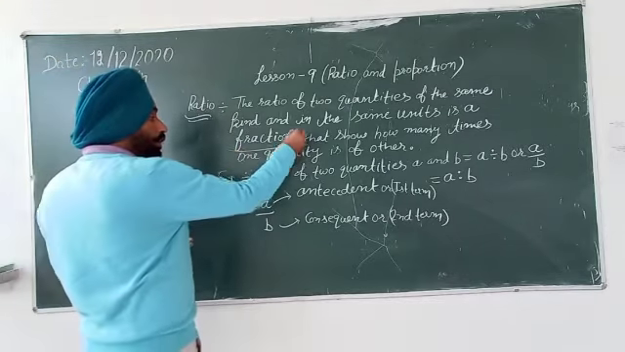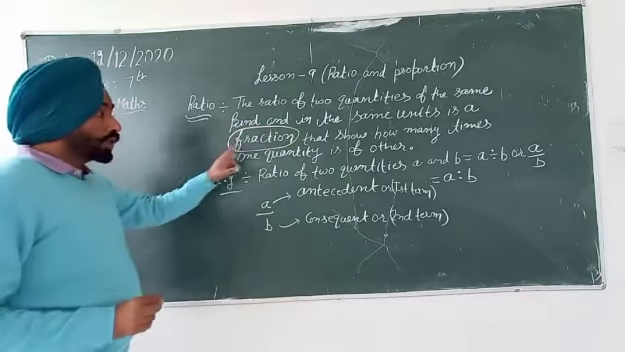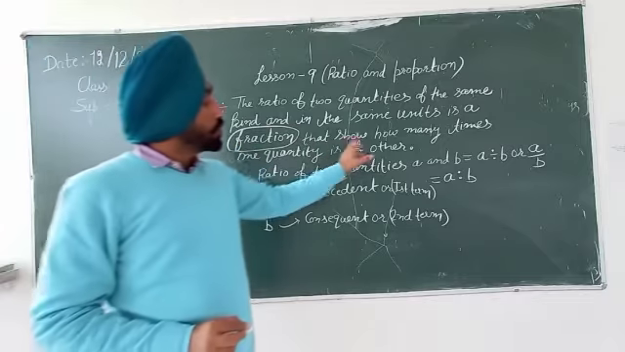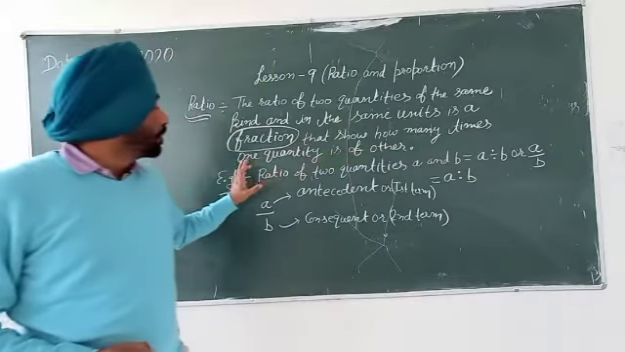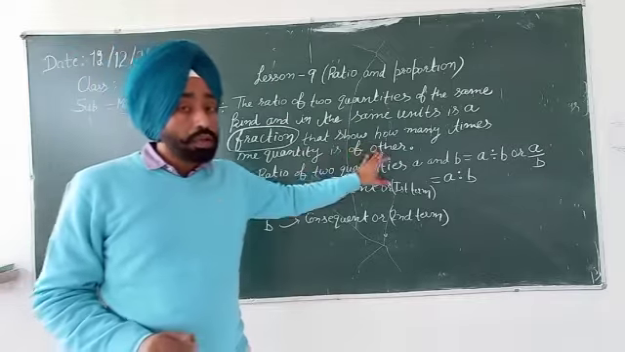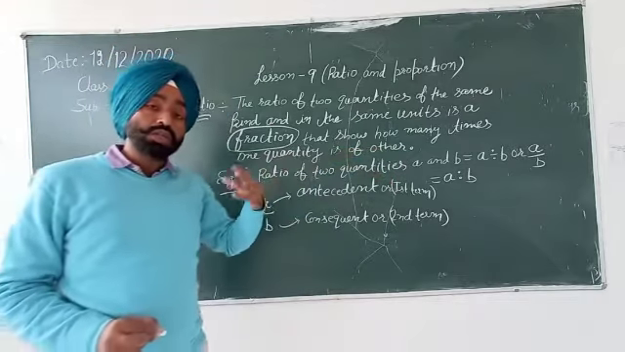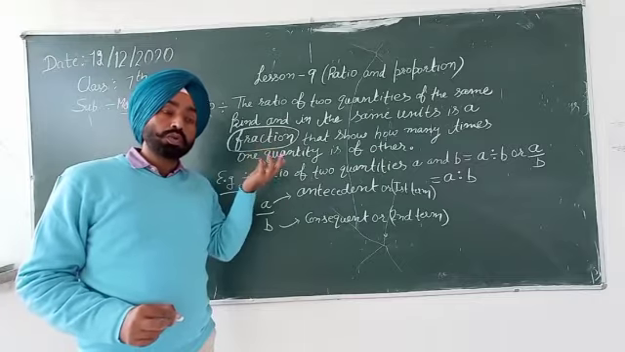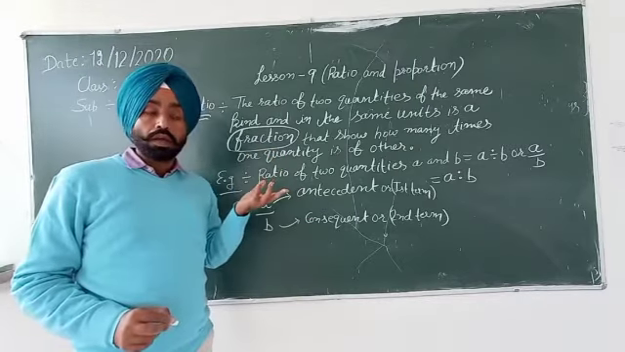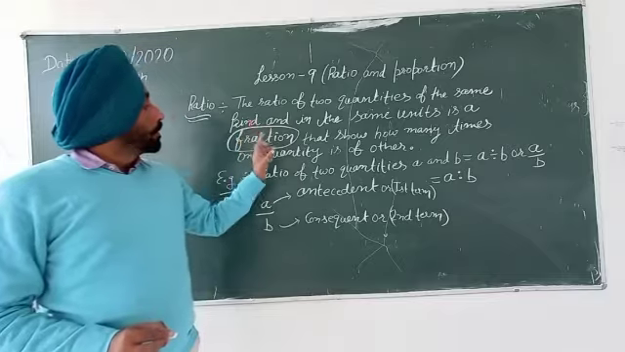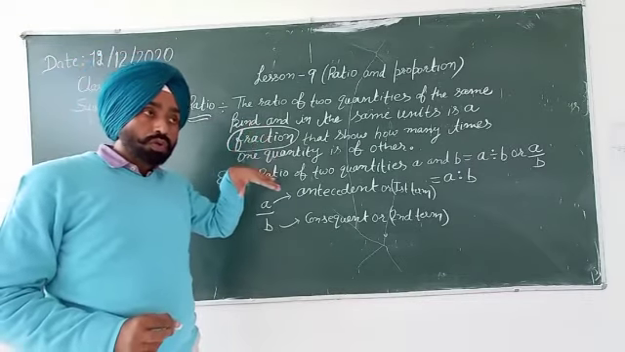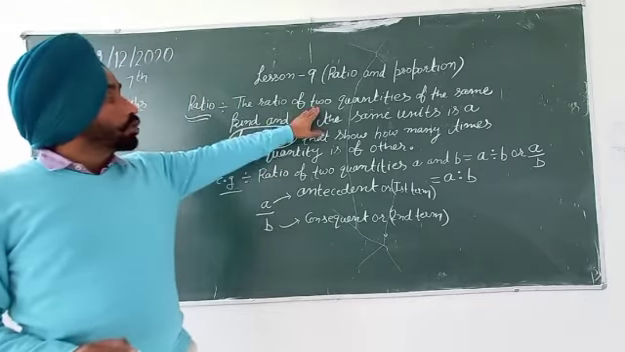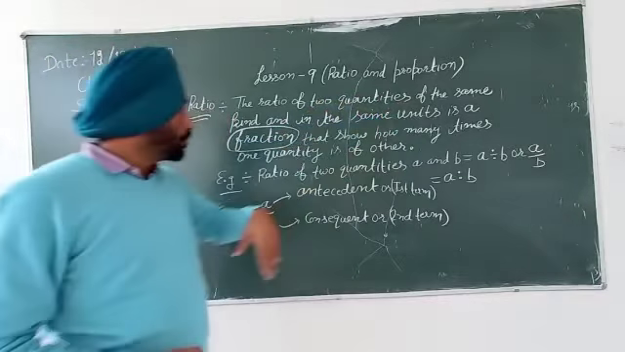So what is ratio, beta? Ratio is a fraction that shows how many times one quantity is of other. So ratio बच्चे, ratio क्या है? Ratio is a fraction. Fraction को ही ratio बोलते हैं. Okay? But the condition is, the ratio of two quantities should be of the same kind and of the same unit.